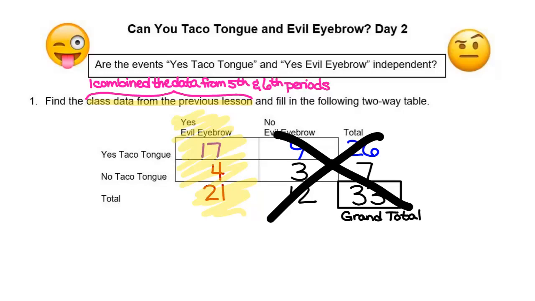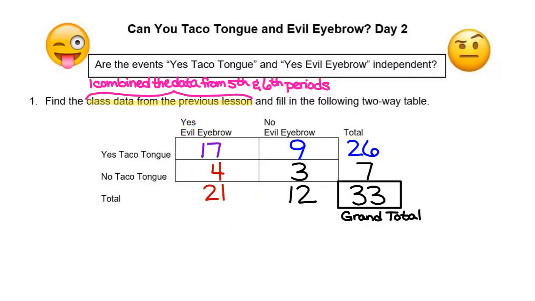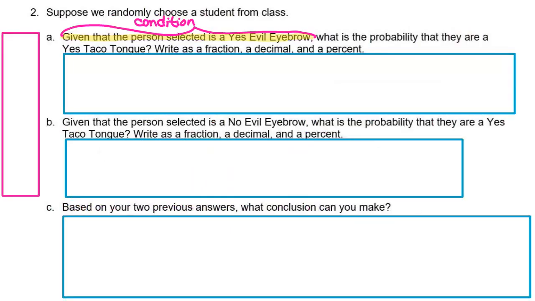So what is the probability that somebody can taco tongue if they're a yes evil eyebrow? 17 out of 21, yes. 17 out of 21. So the other thing I want to talk about is notation here. How do we write proper notation for this?